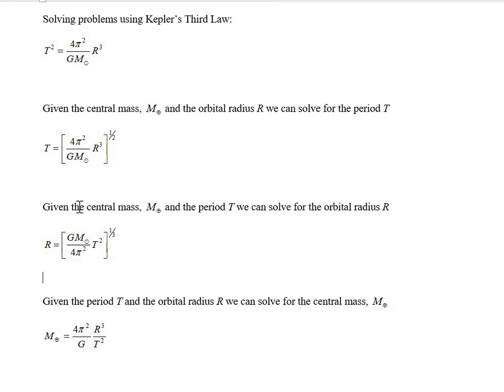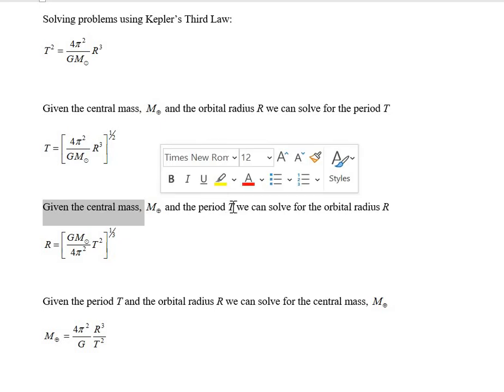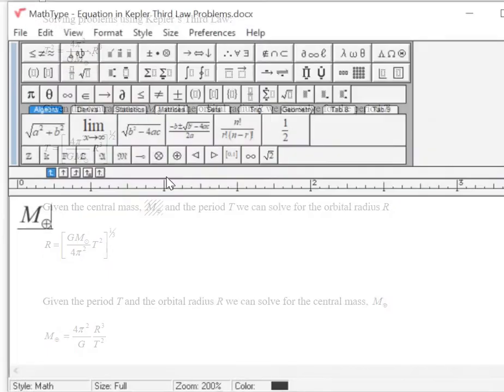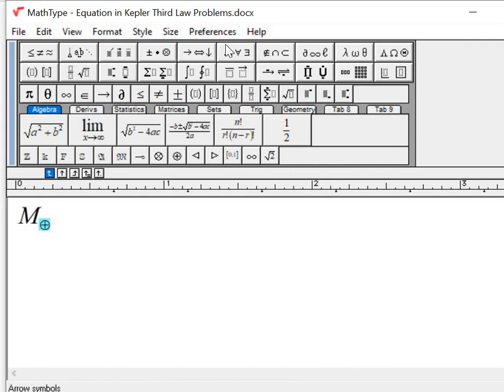Now, what if you're given the central mass and the period? So you see that we have 3 variables. We have to have 2 of them. Okay, so if you're given the central mass of the orbit, which I need to change. I've changed that, that stands for Earth. I like to use this notation here for central body. There you go.